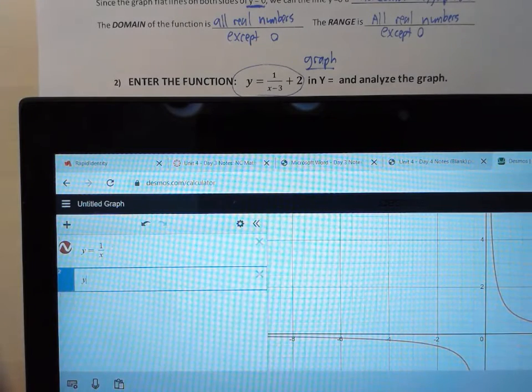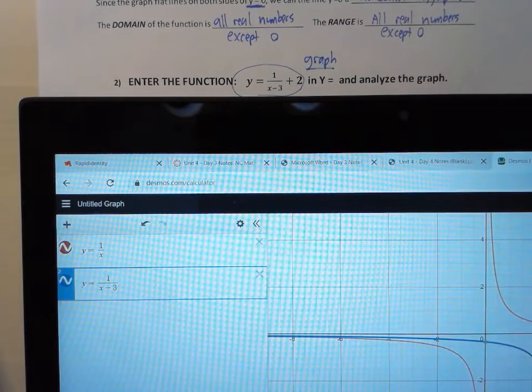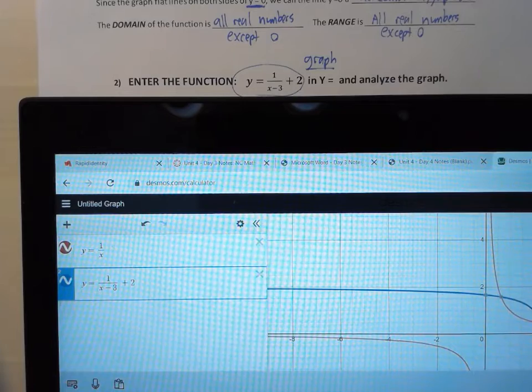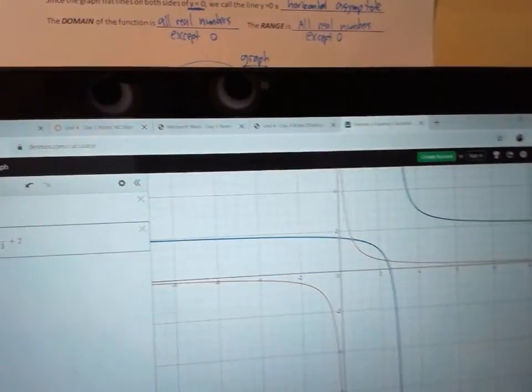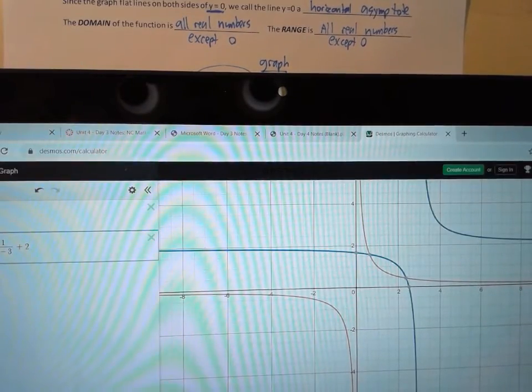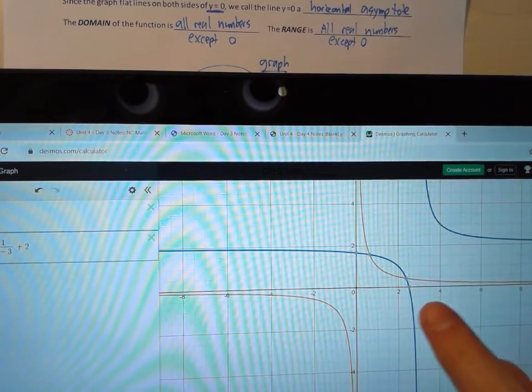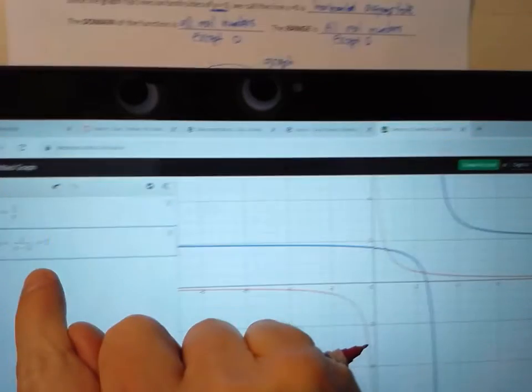So if I do y equals 1 divided by x minus 3 plus 2, and hide that for a minute. Let's take a look, see if we can zoom out a little bit. Looks like the graph moved in this direction. And how many did it move? We can actually get those numbers from the equation itself.